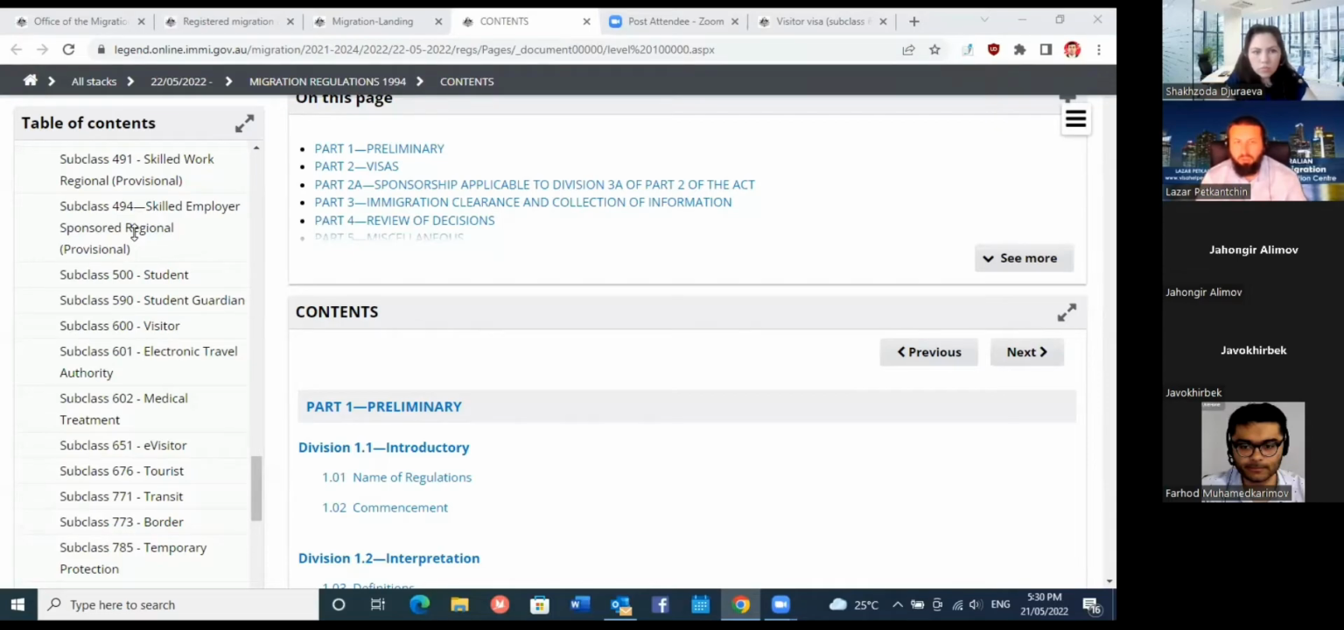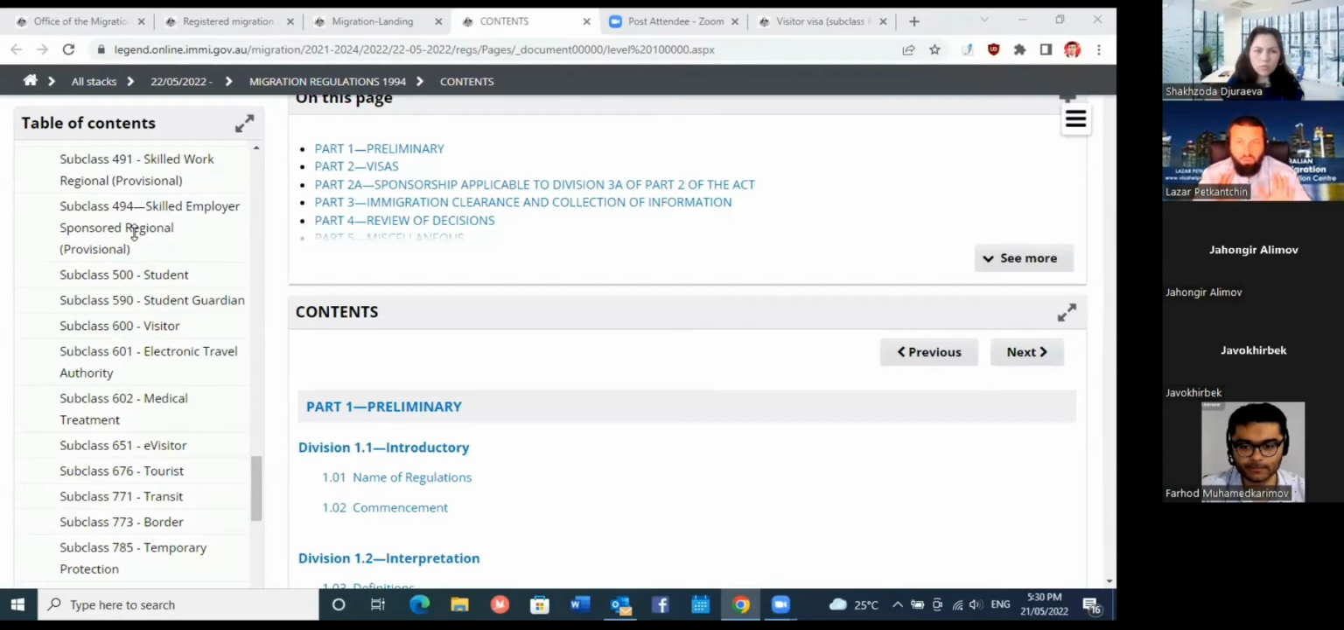Is that correct? Yes, I want to migrate with my whole family. Okay, I understand. So look, it really depends on what visa you'll be eligible for. The main categories of visas would probably be in the skilled sphere. So if you have a particular profession or a particular skill that Australia needs, you may be eligible to apply for one of the skilled visas.